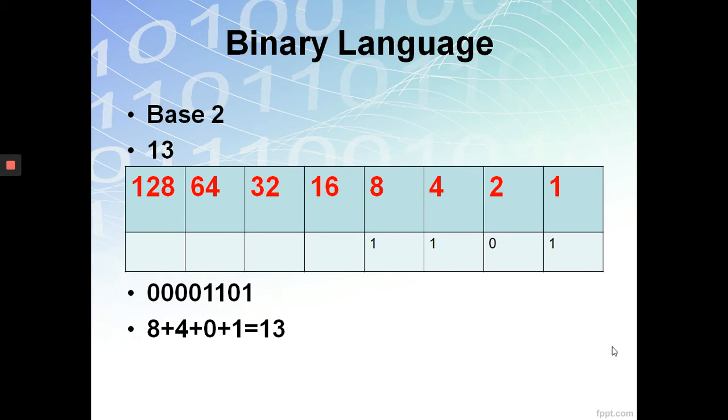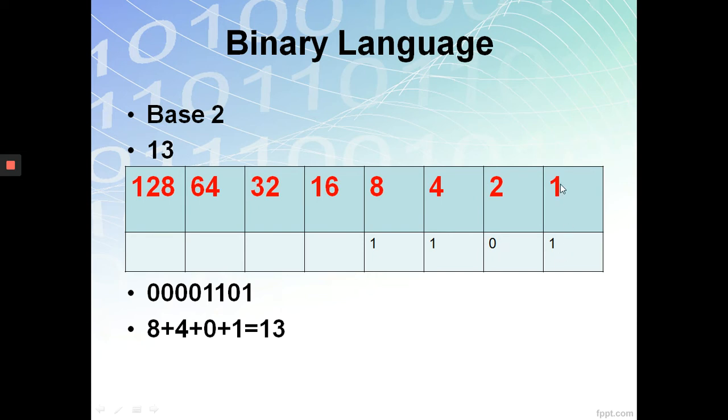Notice it starts at 128 and goes down to 1. Think of it as 128 little dots. If I wanted 13, 128 would be way too many. I would need to come all the way down the grid to the number 8. We would need 1 8, 1 4, 0 2, and 1 1.